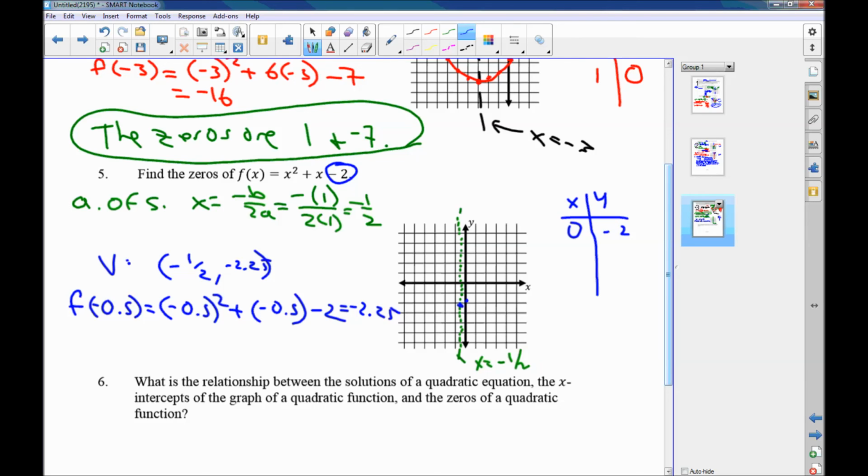So that's right there and right there. And then I can move 1 over, so I'll check at 1. If I plug 1 in, I get 1 squared, which is 1, plus 1 more is 2, and minus 2 makes 0. So 1, 0 is my next point, and that's great because that's the place where it crosses the x-axis. So here's my parabola. Okay, and it crosses the x-axis at x equal to 1 and at x equal to negative 2. So my zeros are 1 and negative 2.